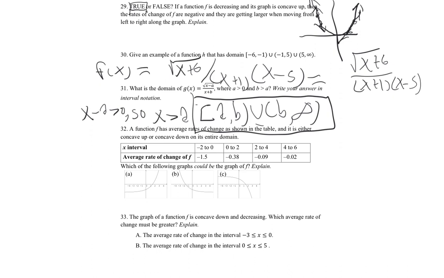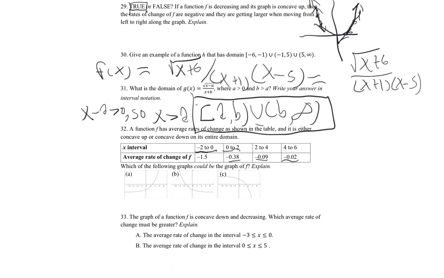Okay. So for question 32, a function f has the average rate of change as shown in the table, and it is either concave up or concave down in its entire domain. So the average rate of change of f is negative, but is increasing. So as we go from left to right, so from -2 to 0, it's -1.5, but from 0 to 2, it's -0.38, and it's increasing as we move to the right, which means it is concave up.